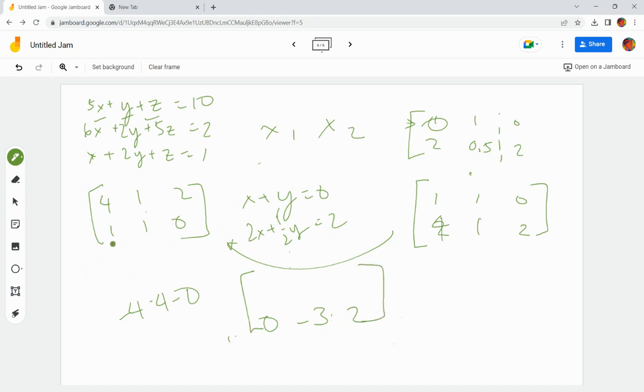How I did that: this is the bottom row, so I multiply this by 4 to get this, and then by -1 to get a negative version of it. Then I said, okay, if I add this to here, I get 0. If I add this to here, 4 minus 4 equals 0, and 1 minus 4 equals -3, and so on.